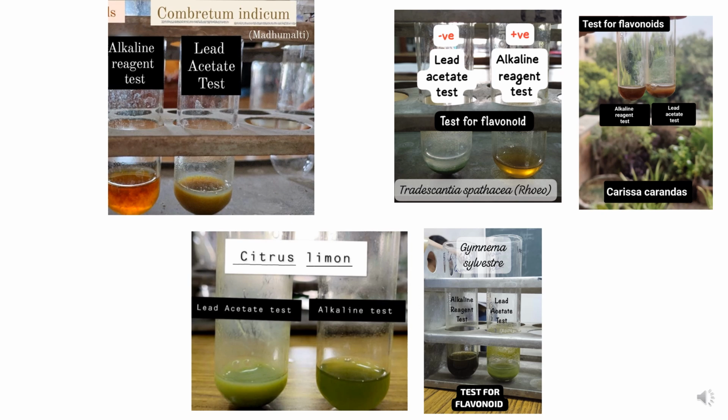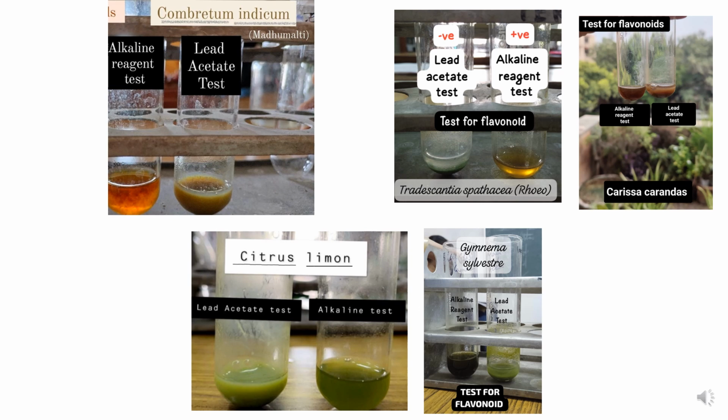In the second picture, which is of Tradescantia species, you can see that in lead acetate test, the test is negative. Although the precipitate has formed, it is not yellow, it is green, so we will consider it negative. And there is a positive result in alkaline reagent test, because you can see intense yellow color. Although yellow color is there, there is no precipitate.